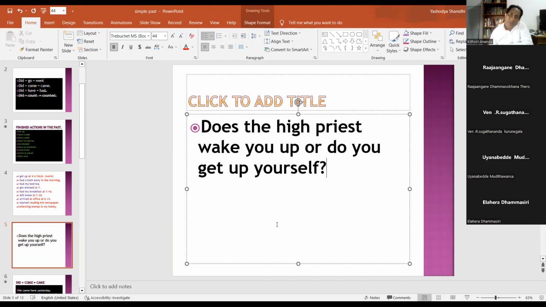So you can see wake up is a transitive verb. Get up is intransitive. Transitive is a verb which takes an object. Intransitive is a verb which doesn't take an object.